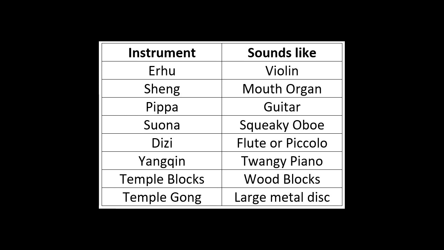So the instruments that you are listening for are the ones that we had a look at last week. It's an erhu, which sounds like a violin, a sheng, which sounds like a mouth organ, a pipa, which sounds like a guitar, suona, which sounds a bit like a squeaky oboe. Squeaky is a really good word to listen for. Dizi sounds like a flute or a piccolo. Yangqin is a twangy piano, so twangy is a really good word to listen for there. Temple blocks sound like blocks of wood, and temple gong is a large metal disc.